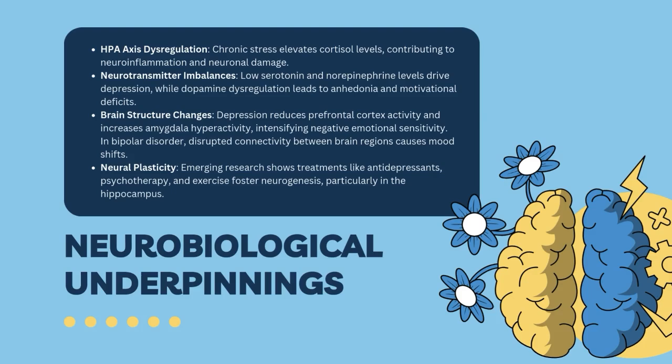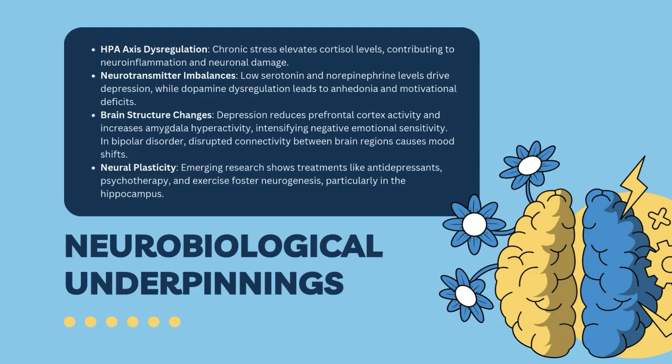In individuals with mood disorders, the HPA axis often becomes dysregulated, leading to chronic stress responses that increase cortisol levels and contribute to neuroinflammation. This persistent inflammation can damage neurons and impair the brain's ability to adapt and heal, exacerbating mood symptoms. Neurotransmitter imbalances are central to mood disorders.